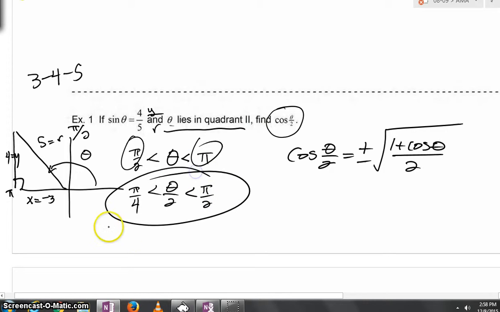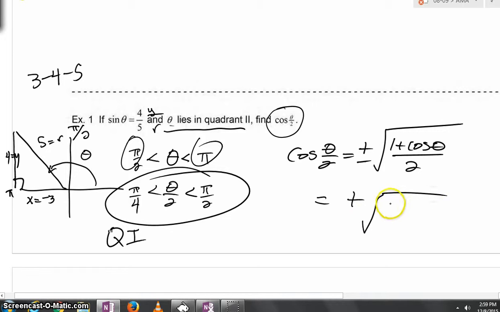Tell me about theta over 2. It's in quadrant number 1. You always have to do that quadrant analysis. You take half of the boundaries you're given to find out which quadrant your new angle lies in. Why is that so important? If I'm taking the cosine of an angle in the first quadrant, what's the sign? It's positive. Like I said earlier, it's either positive or negative, never both.